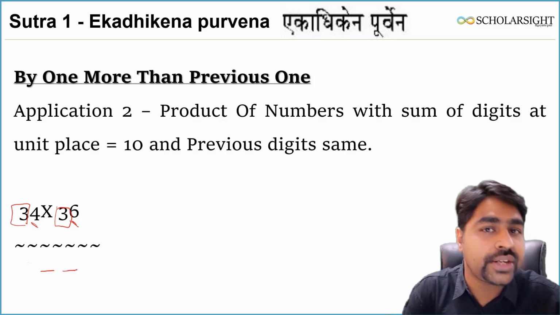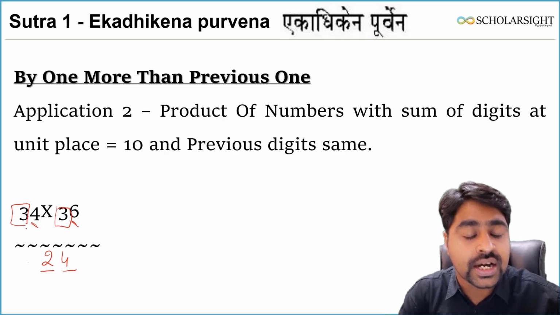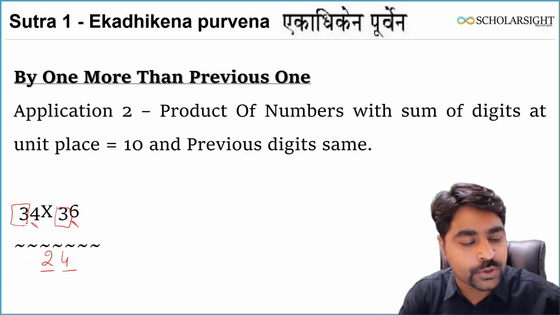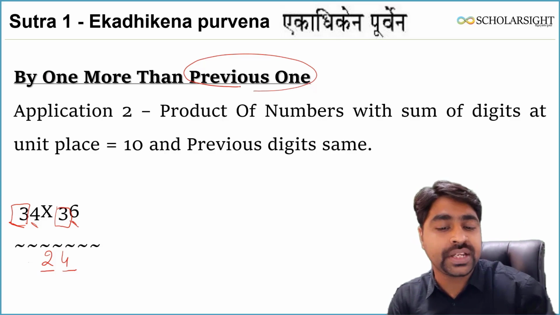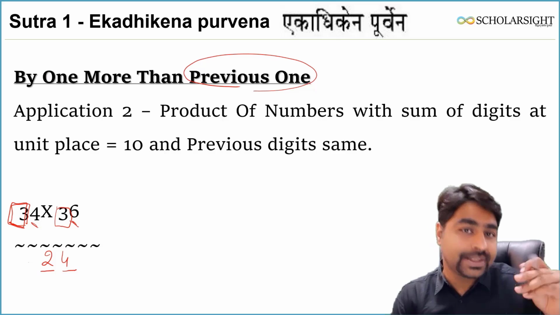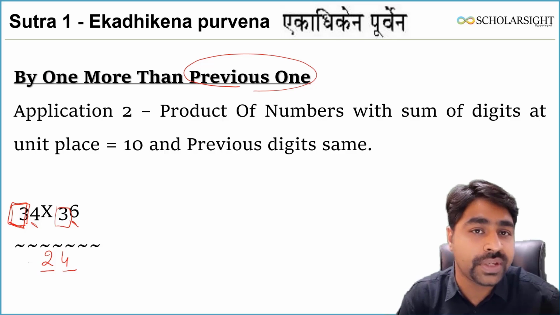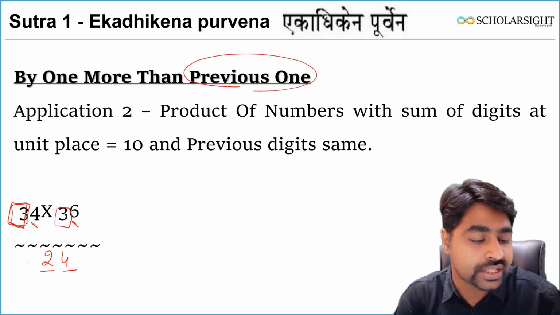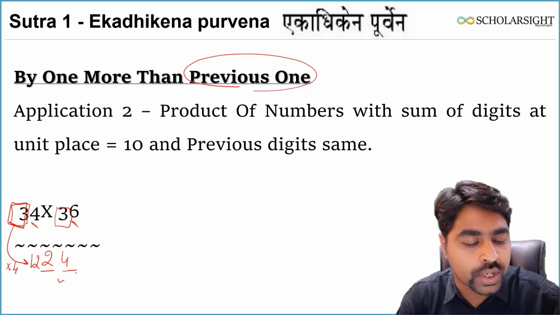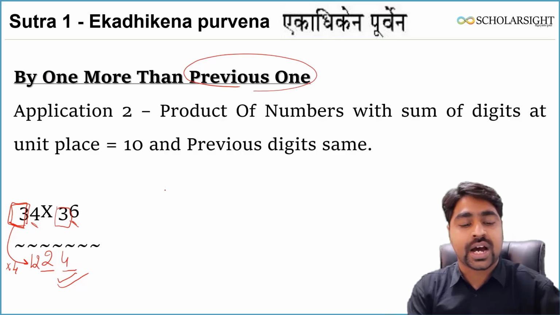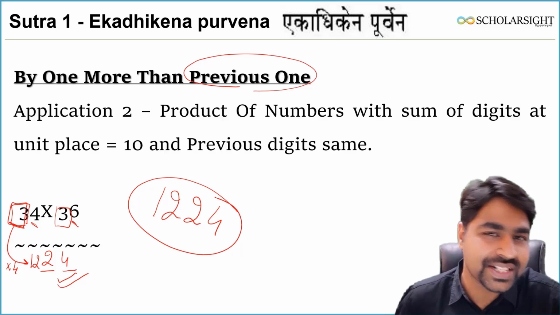In two places, you need to write the product of 4 and 6, which is 24. And in front of that, you have to apply Ekadikena Purvena, wherein the previous one would be this 3 and one more than the previous one. So 3 plus 1 is going to be 4. That means you have to multiply 3 by 4, which is 12. So 1, 2, 2, 4 is going to be your answer to this particular question. Isn't it easy? I hope it is.